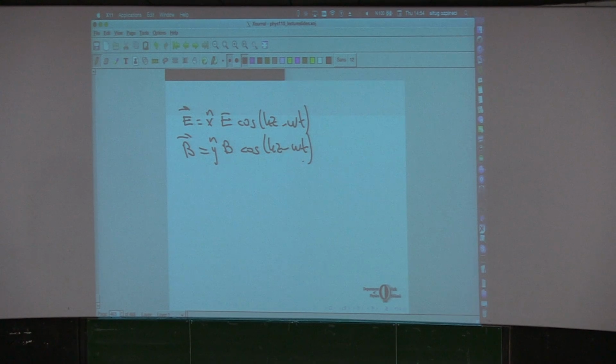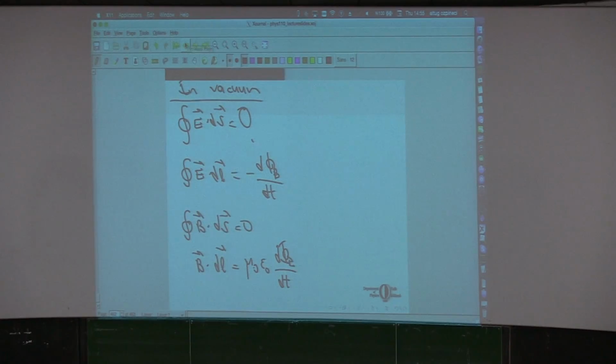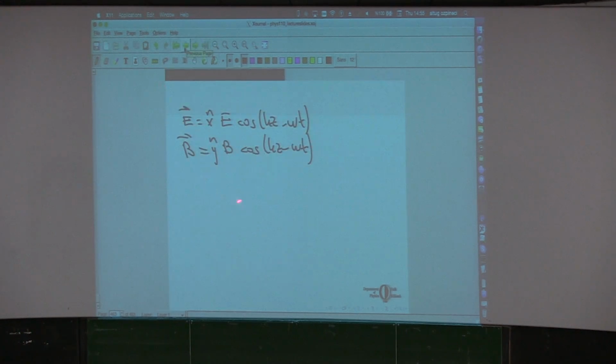Now, how did I get this solution? I'm just guessing. So is it possible to have such a solution? Is it possible that these electric and magnetic fields satisfy these equations? That's what we need to find out. Or if they satisfy these equations, what are the conditions on E, B, k, and omega? Now, omega, we will just assume it's arbitrary.